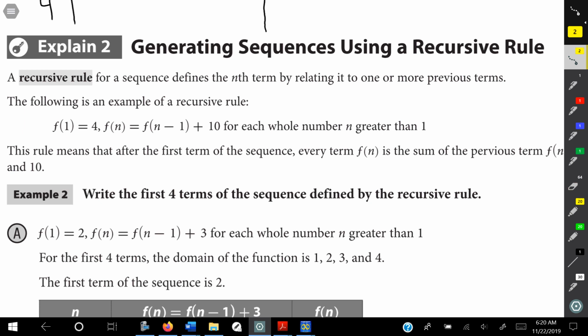And they tell you that f of 1 is 4 here in this example. So you can't work out a recursive rule unless you know the first term. You need the first term. So let me show you in this example here.